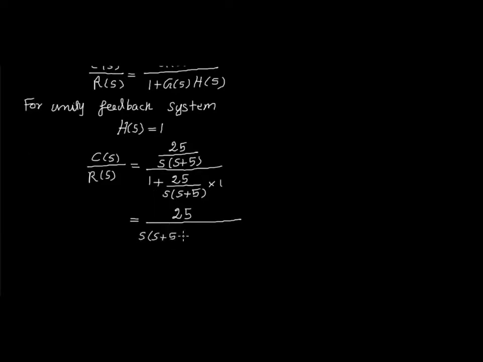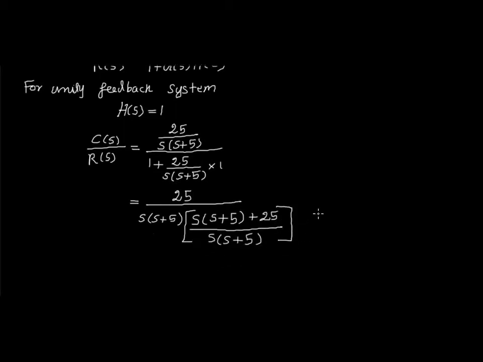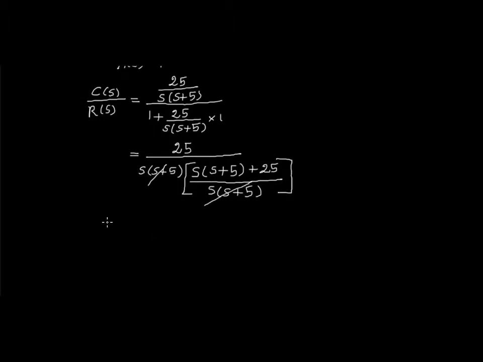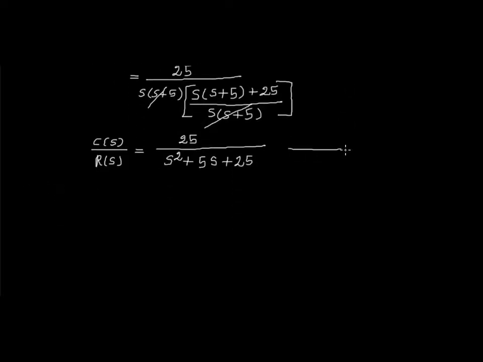If we take LCM and cancel the numerator and denominator, finally we will be getting the simplified expression C(s) divided by R(s). So the value of C(s) divided by R(s) is equal to 25 divided by s square plus 5s plus 25. So now we can compare this overall transfer function with the standard second order transfer function.